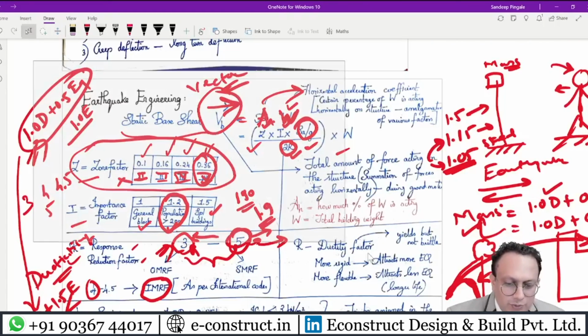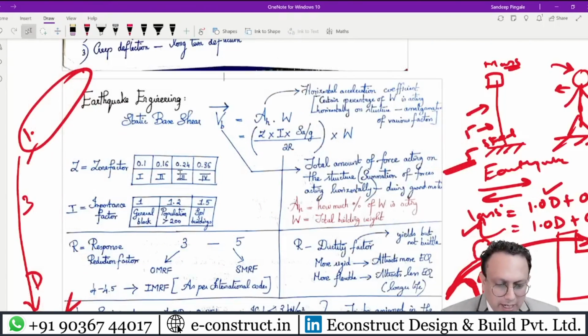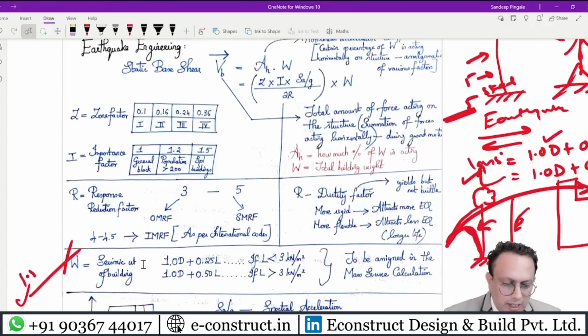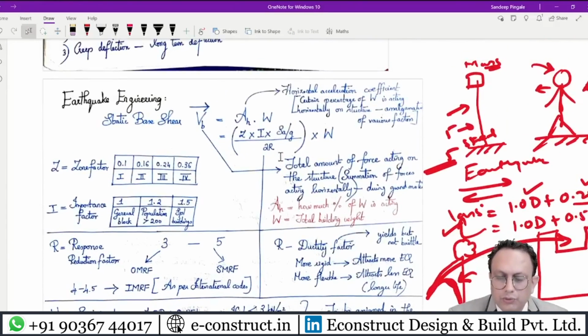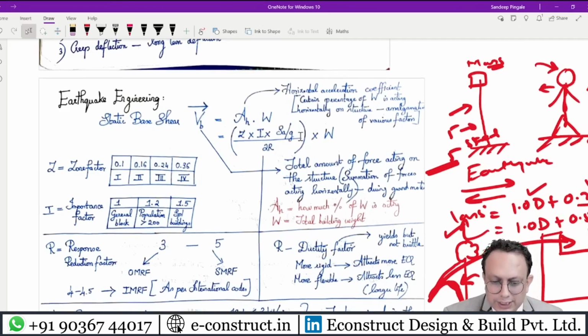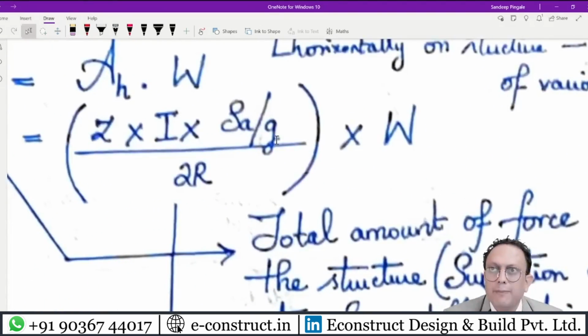Now, yes, this is one of the very important parameters, and there are some guidelines that we generally give to all our students and all our consultants. What is SA by G? SA by G is the spectral acceleration with respect to the gravity. This is a very important parameter.